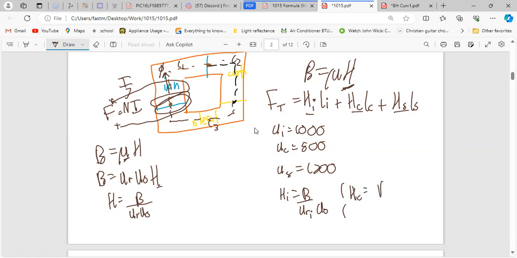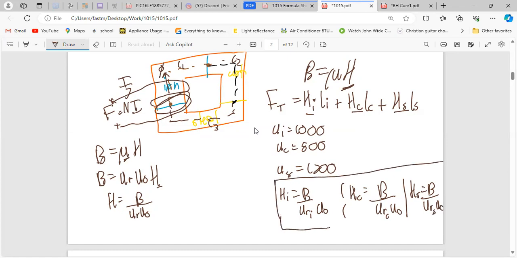HC will be B, which is the same, divided by the relative permeability of C times the permeability of free space. And HS will be B, which is the same, divided by mu R for S times mu 0. Yeah, and I hope you'll see that.